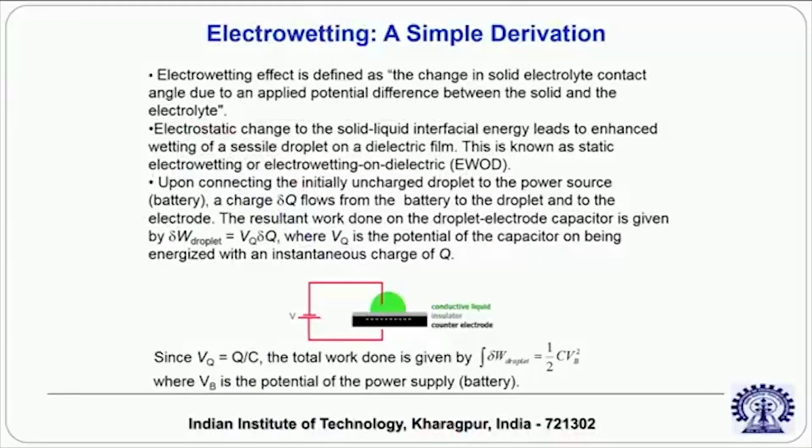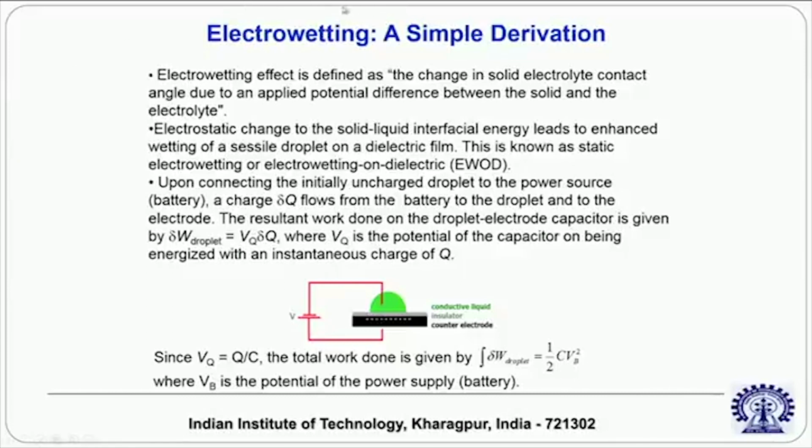Okay. The next agenda will be to show you a very simple derivation of the formula, this cos theta prime versus cos theta, which is also known as the Young-Lippmann equation. There could be many ways of deriving this formula, but I am trying to do this with the help of a simple school physics based approach. So, what is the approach? Look into this figure.